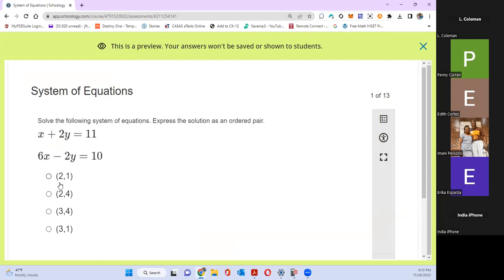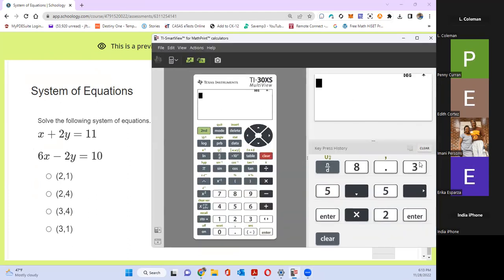So thank you, Ms. Coleman. Ms. Coleman just sent me a text and said, can't we just plug the numbers in? Yes. So what you can actually do to solve this system of equations, watch this. I'm going to show you something. Let me grab this calculator and clear everything up.